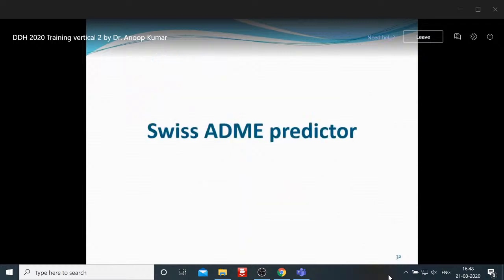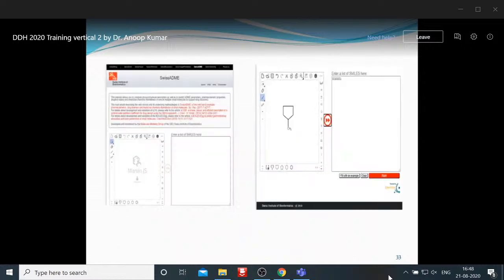But in these web servers also we can predict. This is the SwissADME predictor. If you just search Google for SwissADME predictor, you will get it, and just read about this web server, on what basis it is designed. You will get all the information on any web server. As I told you, these web servers are very easy to use. You just have to draw the structure of the molecule, submit it and run. In some web servers you have to submit, and then you will get the results.